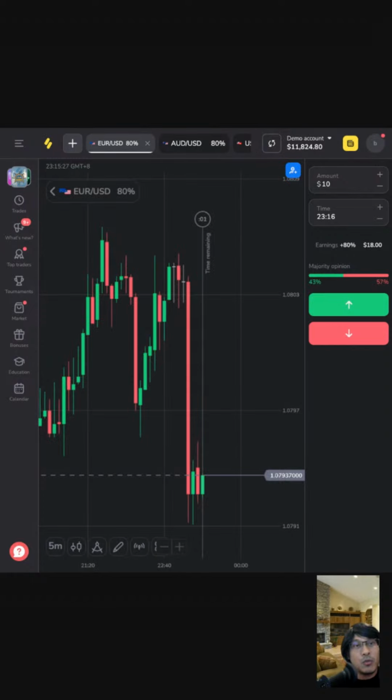For Euro USD 107937, they're fighting. You got buyers trying to push the price up, and then you got the sellers trying to push the price down. There's no clear winner yet. So when there's no clear winner, you really can't tell whether the breakout is going to continue, and you also can't tell whether the breakout is going to fail. So you have to let this consolidation happen, and there is waiting in trading.